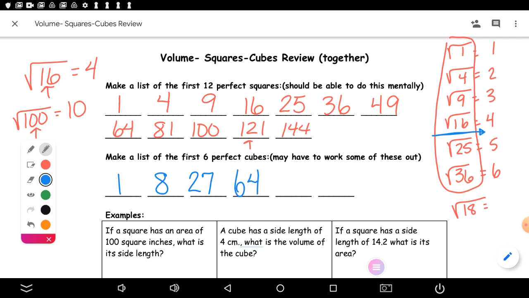Now, the next two, sometimes you have to do some algorithm. For the next one, you can think money. What's 5 times 5? 25. And if you have 5 quarters, how much do you have? 125.